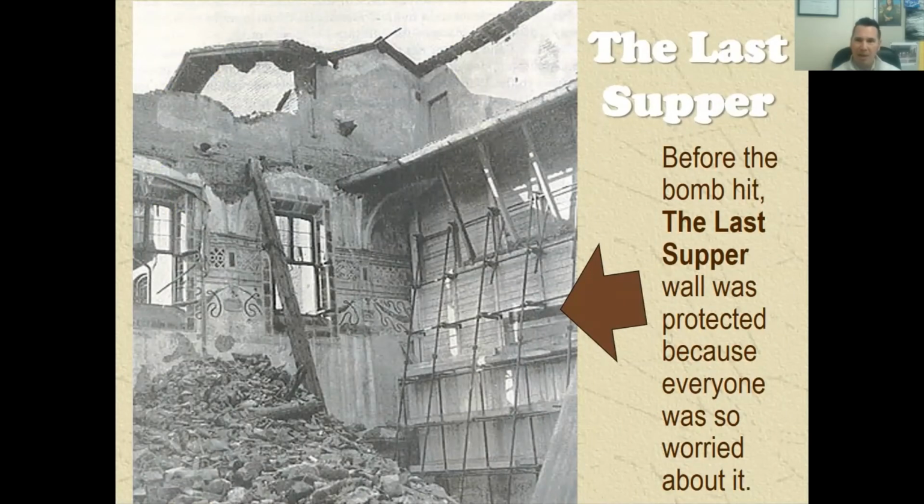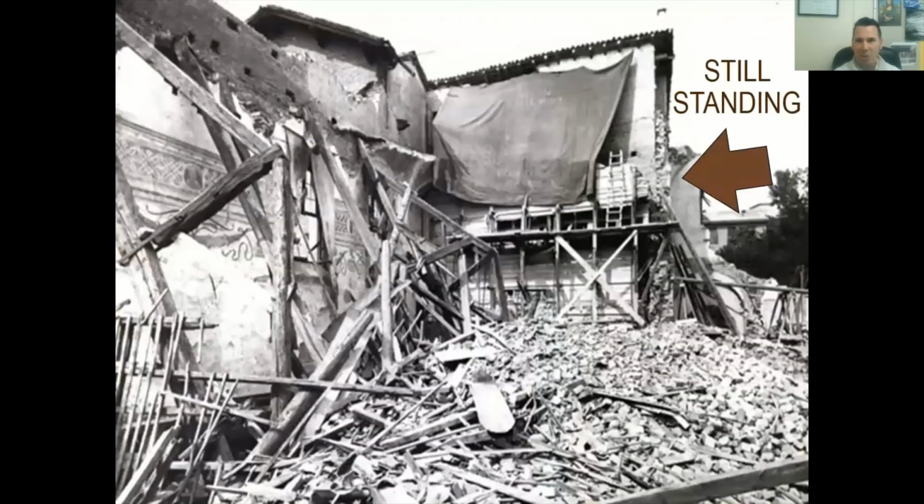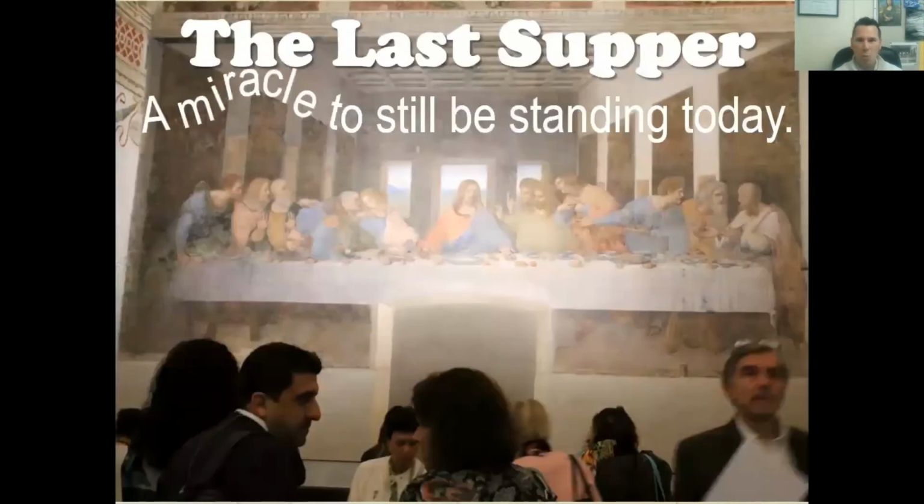So you can see before the bomb hit, they were very worried about it. So they used wood and scaffolding to kind of protect that wall where Leonardo da Vinci's Last Supper was. You can see that in the picture off to the right where the arrow is pointing. The one wall to the left is almost standing nicely, but you can tell it's been damaged. But look, no ceiling. Here's another shot. Look at that. No wall to the right, no ceiling, no wall in the front. The wall to the left isn't looking so good, but the wall with Leonardo's Last Supper is standing perfectly. Whew, what a miracle to be still standing.